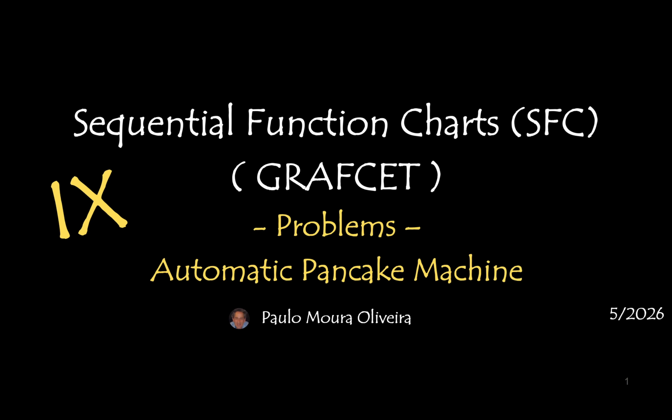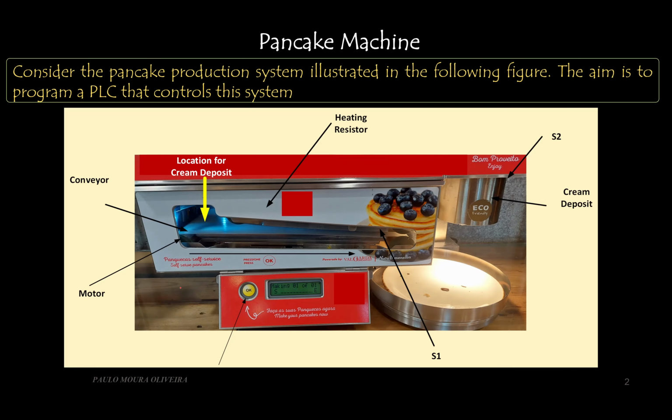Hello, so this is a video about sequential function charts, Grafcet, and this is a problem. This is the ninth video, about the automatic pancake machine. If you go to some hotels, they have these devices, an automated pancake machine.